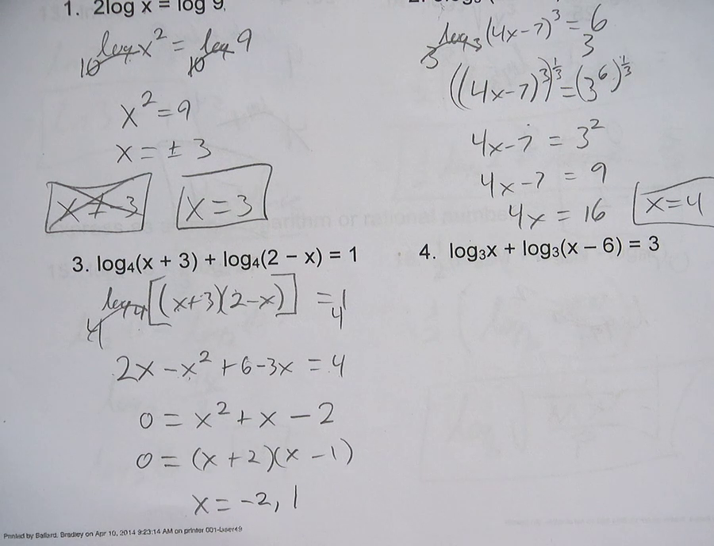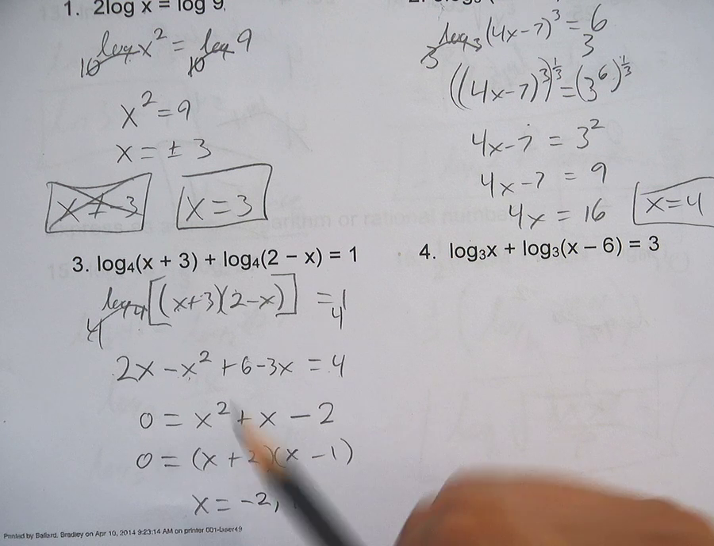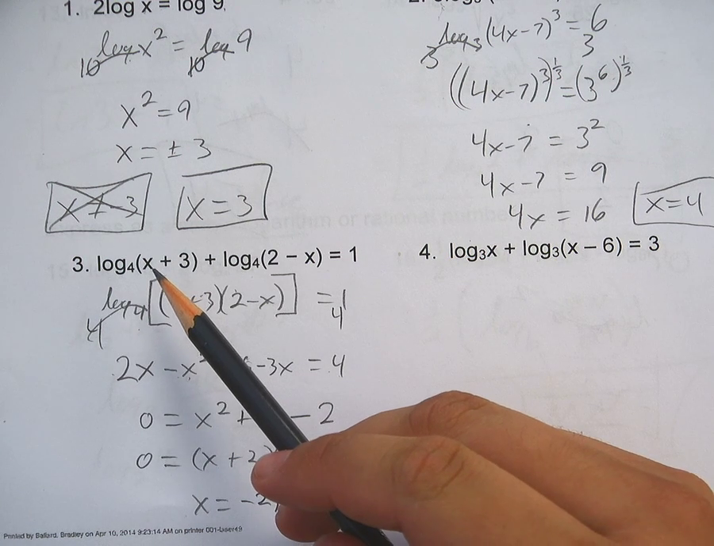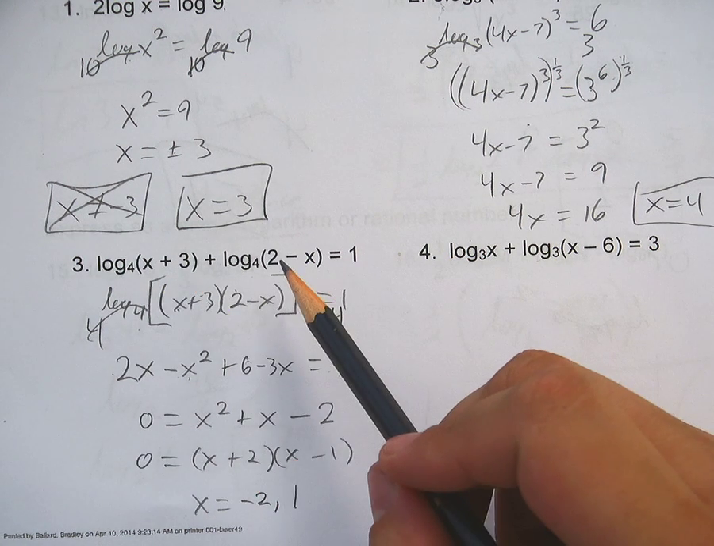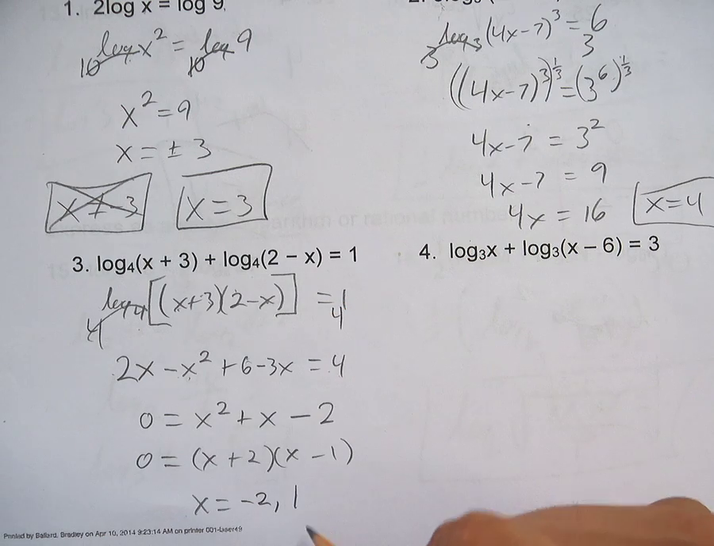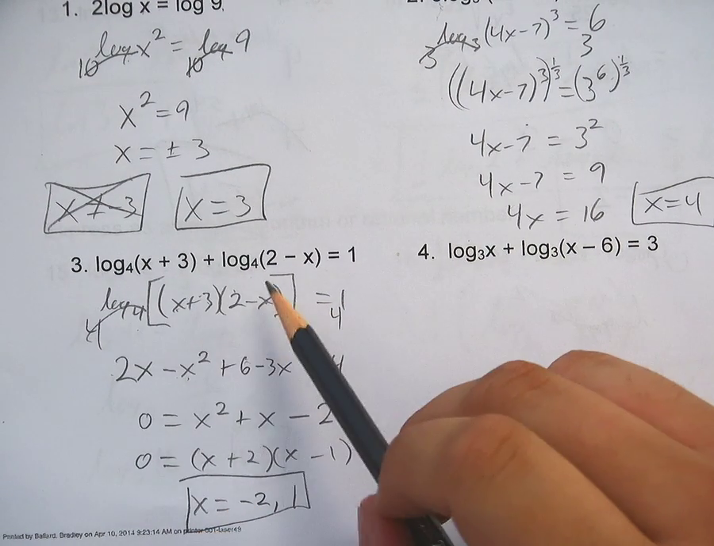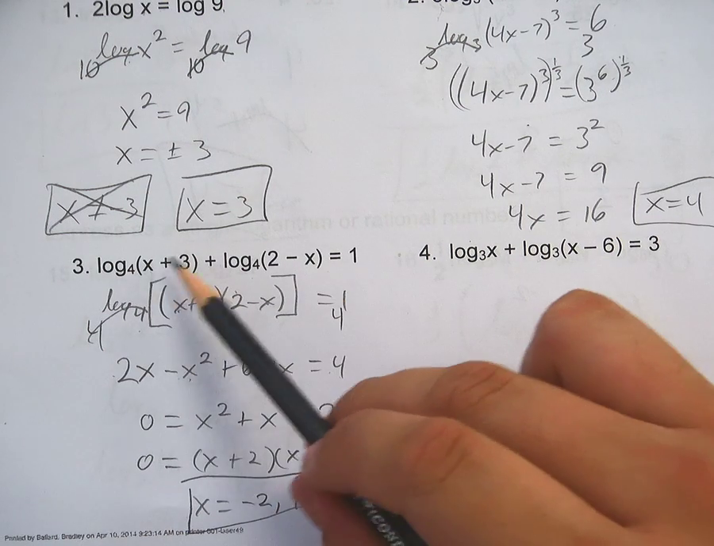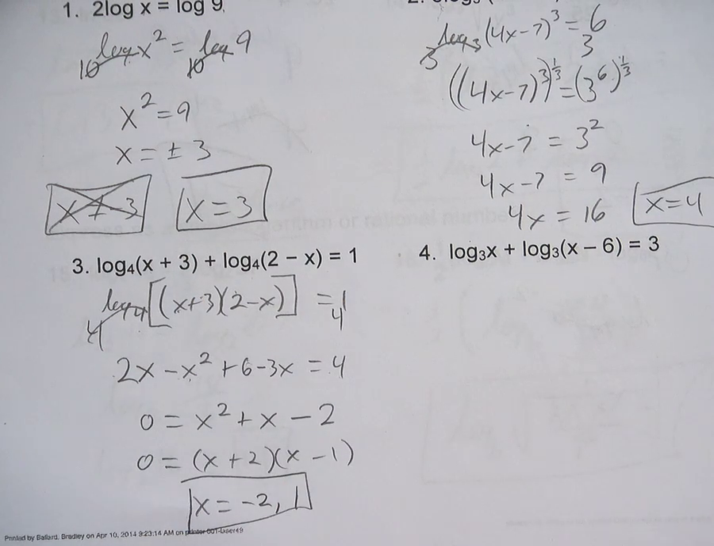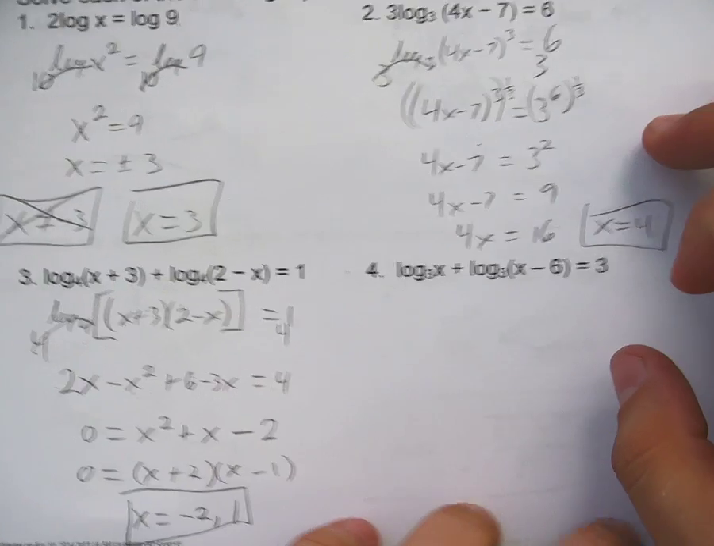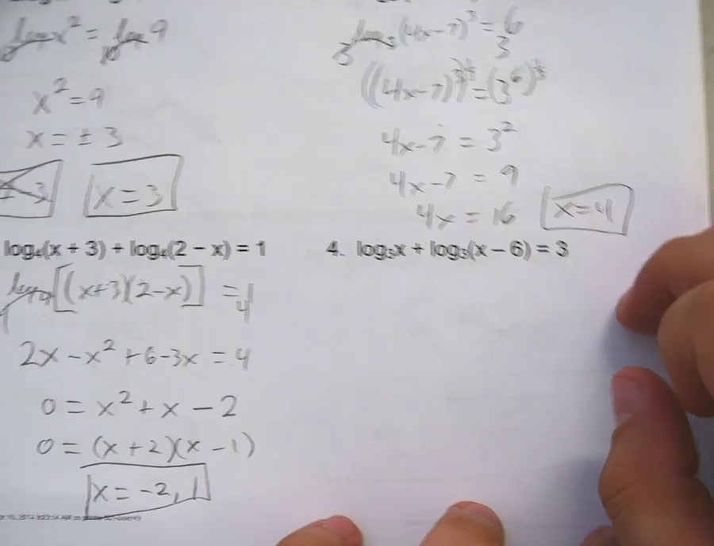Now we have to check to see if both of these are okay. So if I put a negative 2 in for x, I'll have a positive 1 here and a positive 4 here. So that's actually okay. What if you put in a 1? I'll have 2 minus 1, which is positive, 1 plus 3, which is positive. So those are both okay. Good. We checked for extraneous. There were none. And there was great rejoicing.